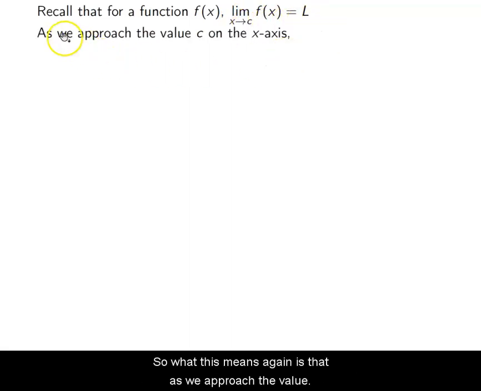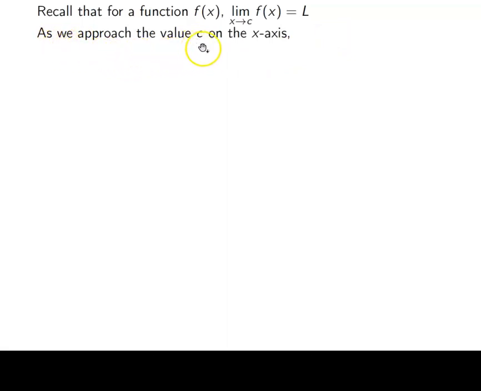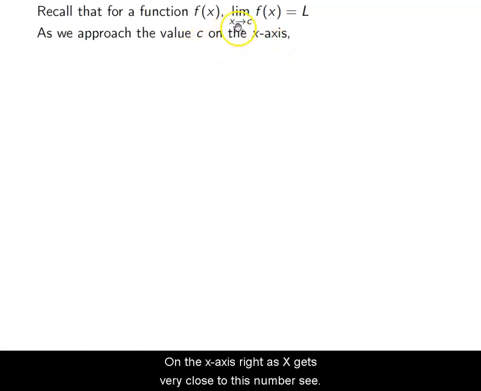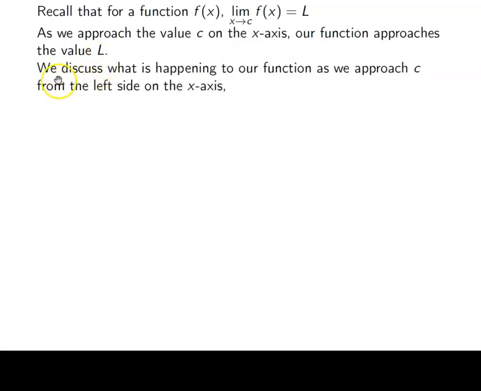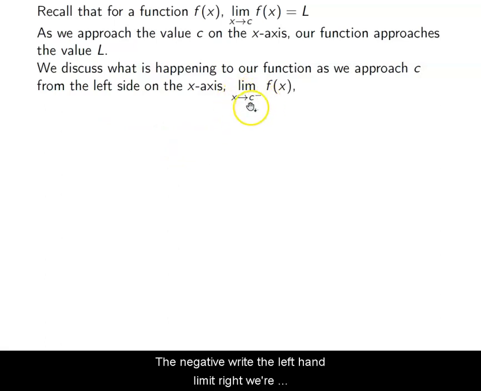Okay, so what this means again is that as we approach the value c on the x-axis, as x gets very close to this number c, our function is going to approach a value. So we discussed what is happening to our function as we approach this number c from the left side, which is called c negative, the left hand limit. We're approaching it from the negative side of the number line.